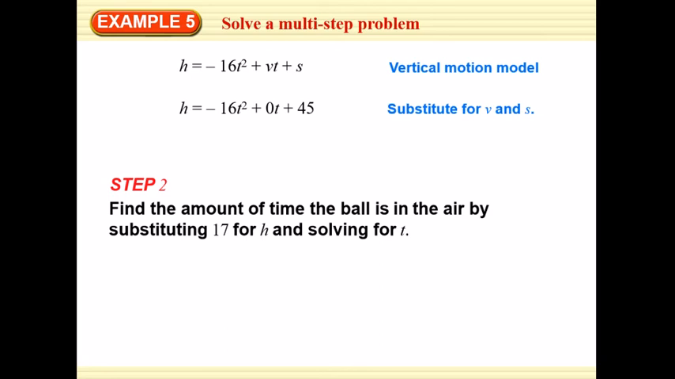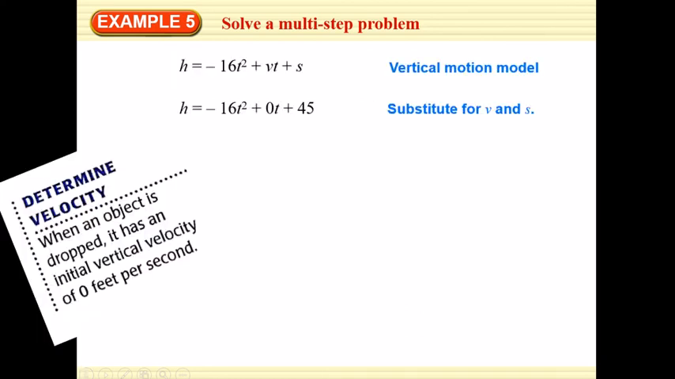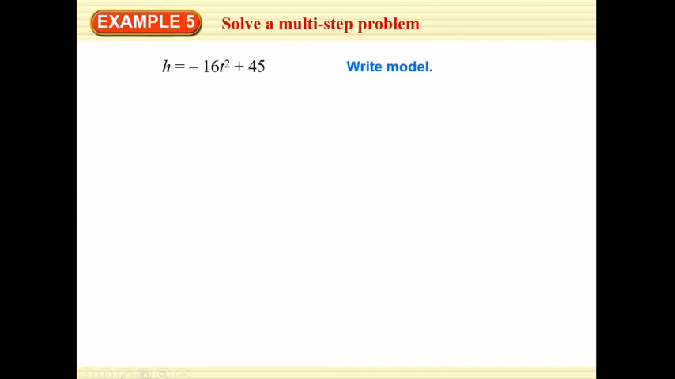So, step 2. Find the amount of time the ball is in the air by substituting in 17 for h. So 17 is the height I want it to hit my hand, and you can figure that out by looking at the picture again. There's me. I want it to hit my hand, and I'm at 17 feet above the floor. Alright, so going back to it, I want to substitute that 17 in for h, and I do so here.